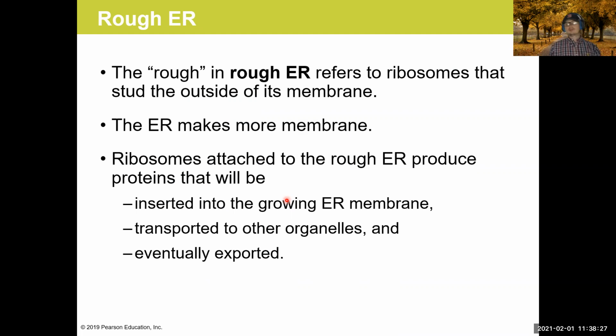The ER also is responsible for making more of those membranes. And basically what happens is you'll have a ribosome attached to the rough ER, and it will produce proteins that will increase the size of the ER membrane. Those proteins can be packaged, modified, and transported to other organelles, or it could be transported outside of the cell itself and go to other parts within the body.